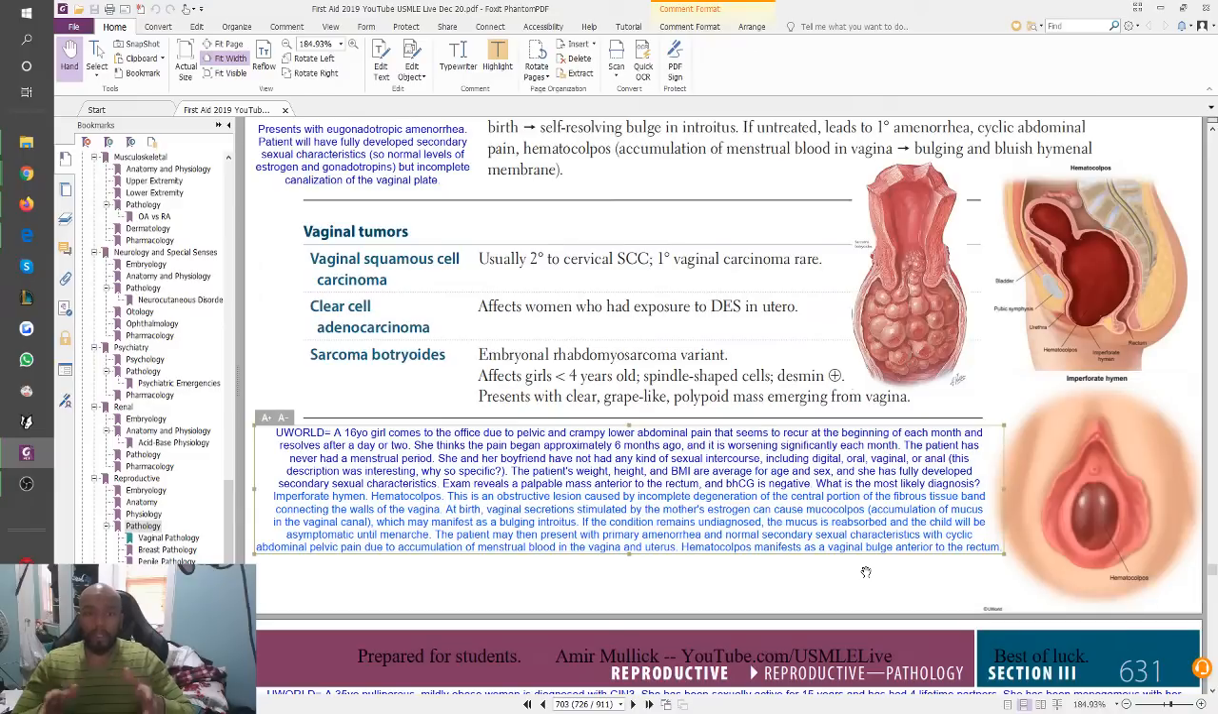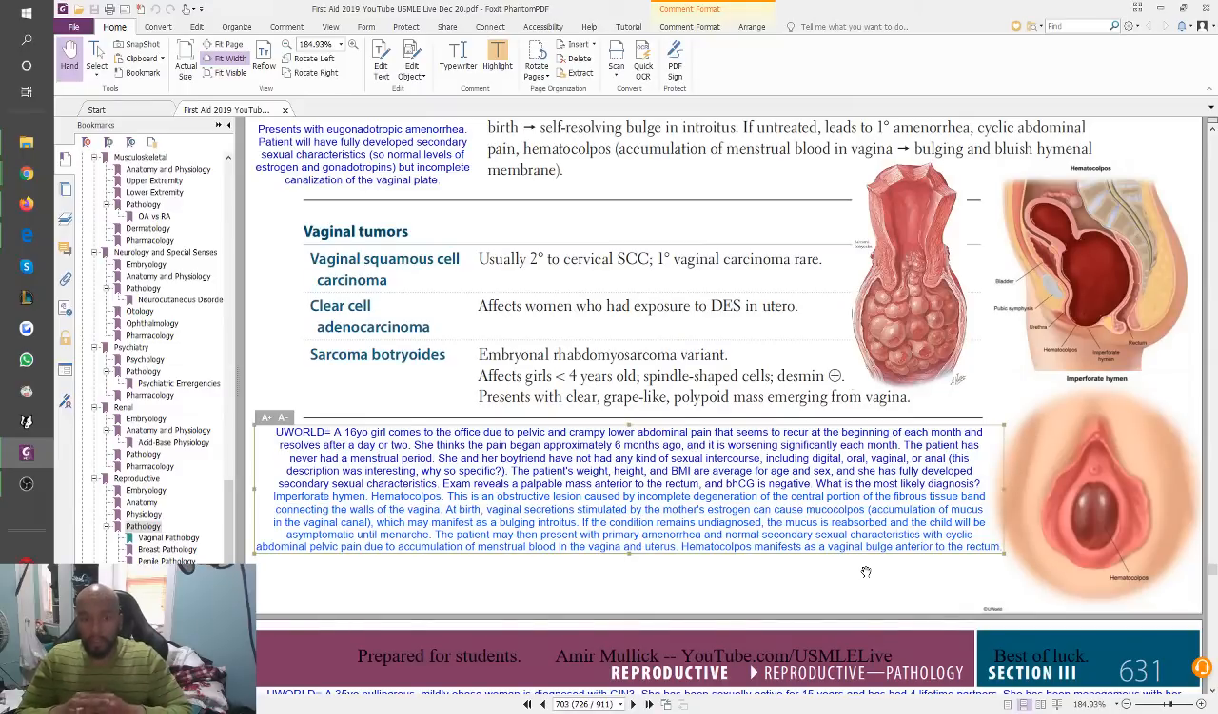Okay, so the reason they talked about the digital sexual intercourse is because they basically wanted to let you know that she has an imperforate hymen, right? He can't even try having digital sex with her, or vaginal sex with her in general, because she doesn't have an opening for him to actually penetrate. Imperforate hymen was the answer here, and then they talk about hematocolpos.